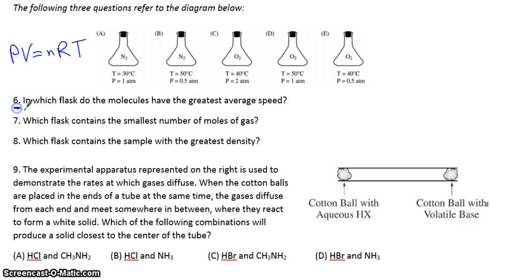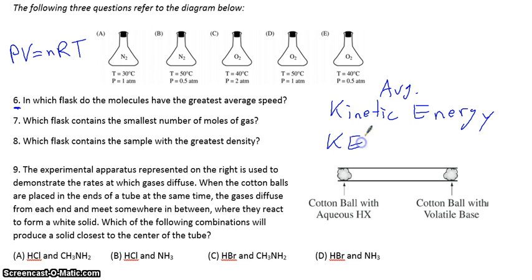Number 6 says, in which flask do the molecules have the greatest average speed? Now, speed is connected to temperature. Remember, temperature is the measure of the molecules' average kinetic energy. And kinetic energy, the equation is 1/2 mv squared. And this idea says that if you're at the same temperature, the molecules will have the same kinetic energy. But the speed of the molecules will be different.